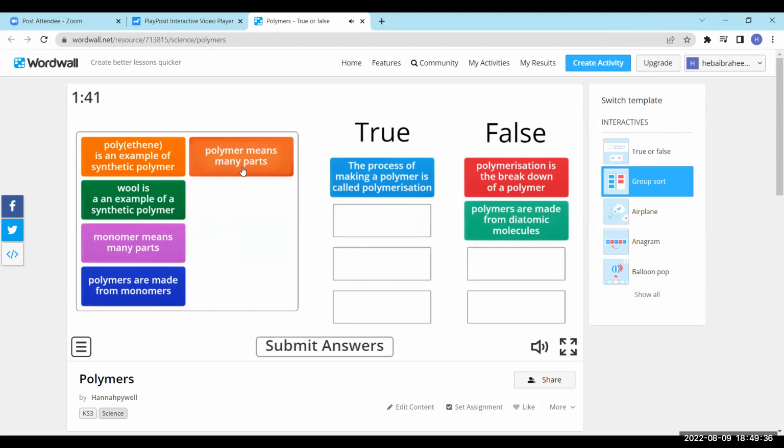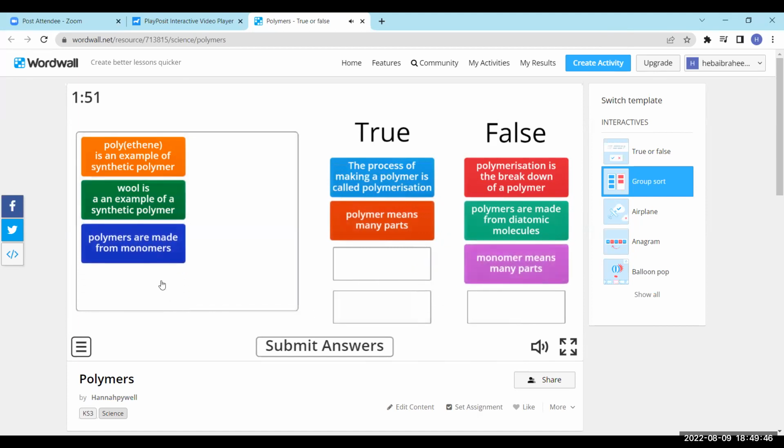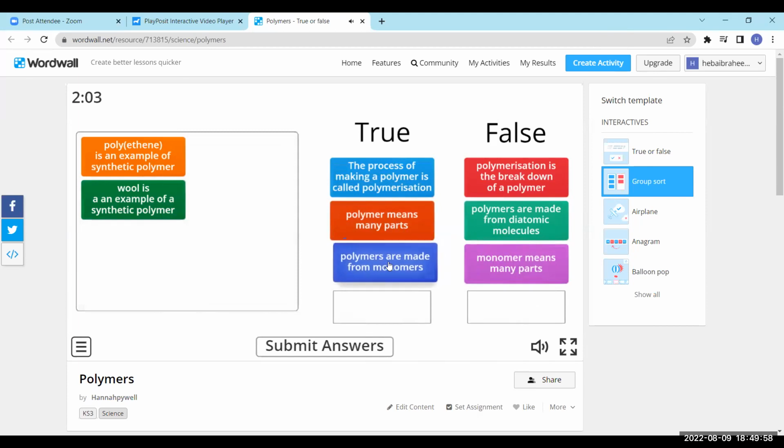True. Polymer means many parts. Excellent. False. Super, ya Maryam. Polymers are made from monomers? Oh, right. True. Right. Concentrate. Excellent, ya Maryuma. Thank you very much.